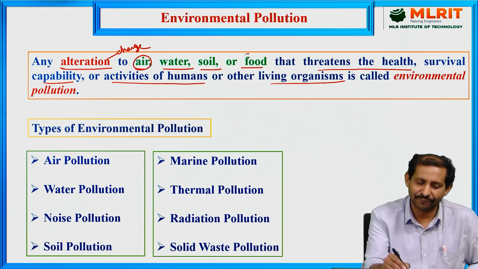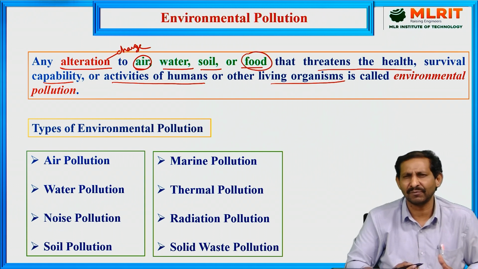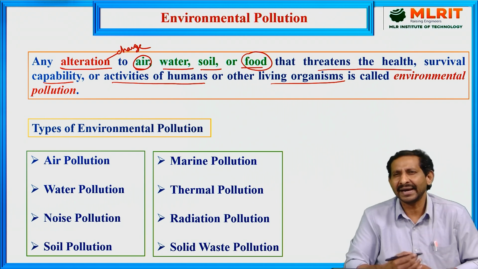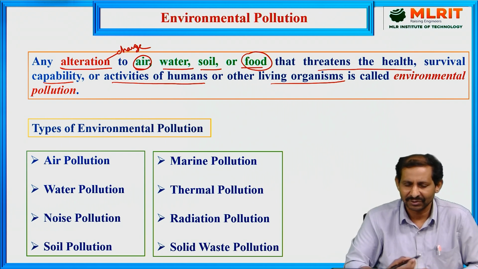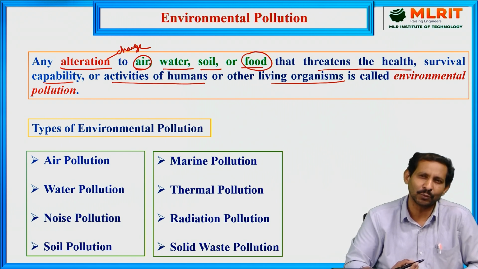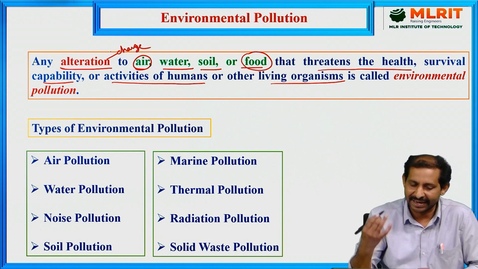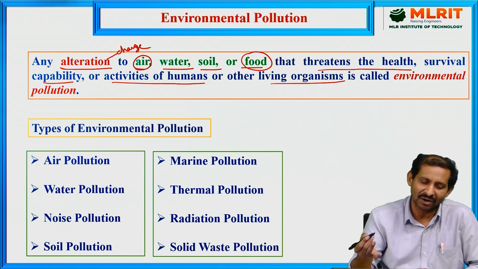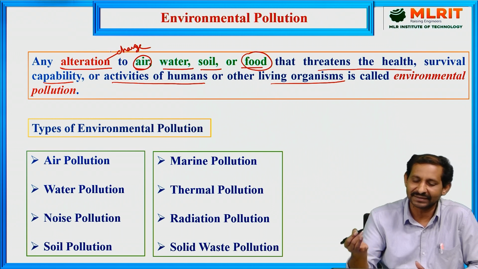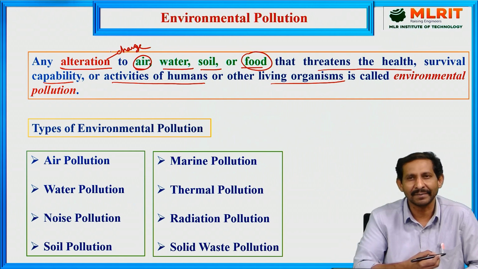For example, if an alteration happens in food, or food poisoning happens, it is a health hazard, a health problem is coming. So that is also one category of pollution, the health hazard. Here the alteration of air composition, water composition, soil composition or food composition that threatens health or survival capability is called environmental pollution.